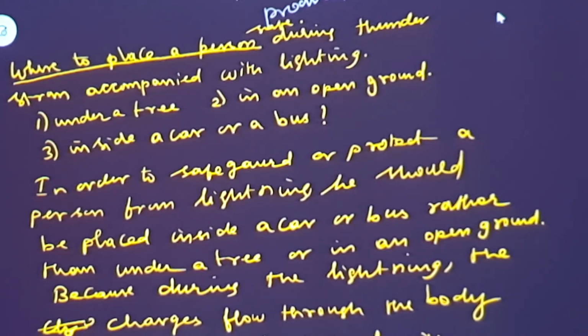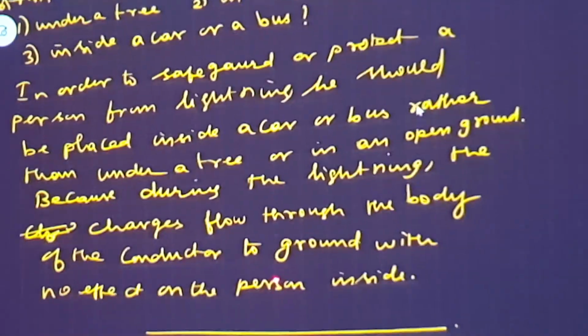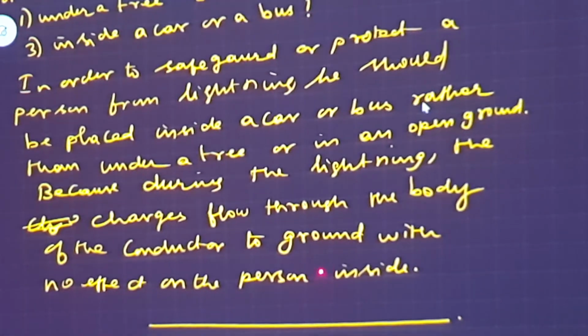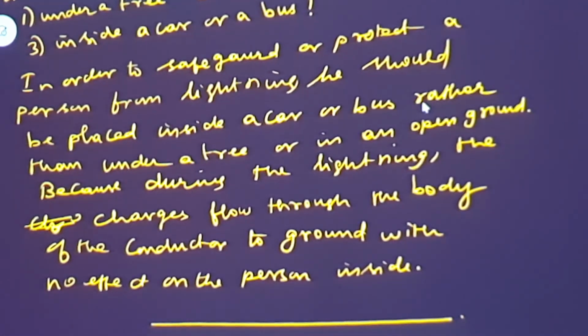The reason is, during lightning, the charges that are discharged from the lightning will flow through the metal surface or the body of the conductor to the ground with no effect on the person inside. So the person is safe inside the bus or a car during lightning.